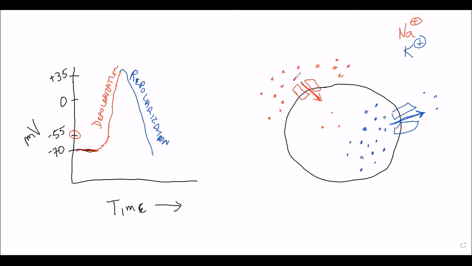Repolarization is due to what? Potassium leaving the cell, potassium coming into the cell, sodium going into the cell, sodium going out of the cell. Potassium leaving. Potassium leaving.